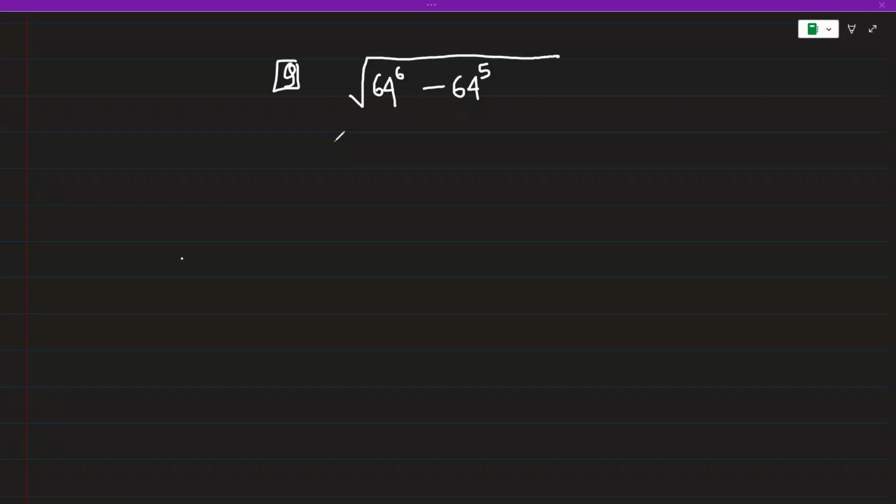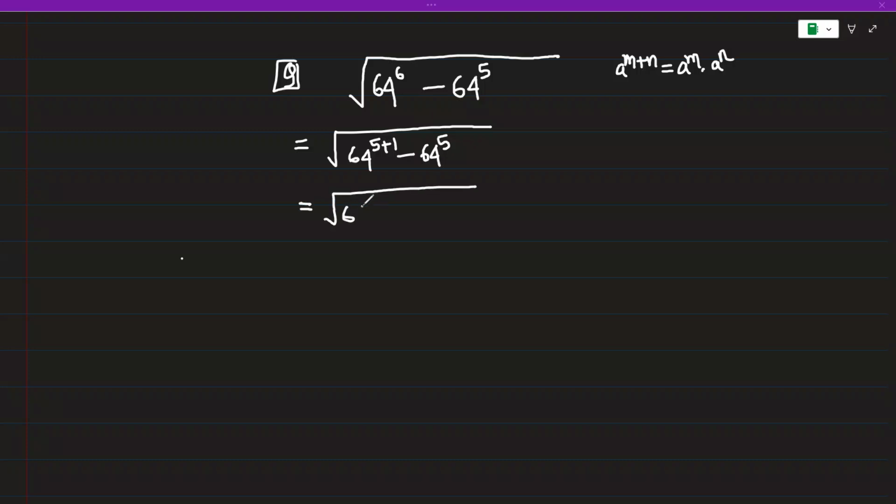Square root of 64^6 minus 64^5. To solve this question, we use this exponent property: a^(m+n) equals a^m times a^n. So for square root of 64^6, we can write 64^(5+1) minus 64^5.